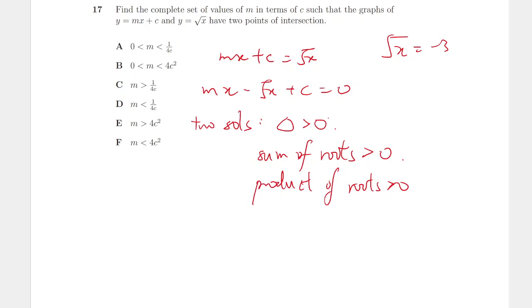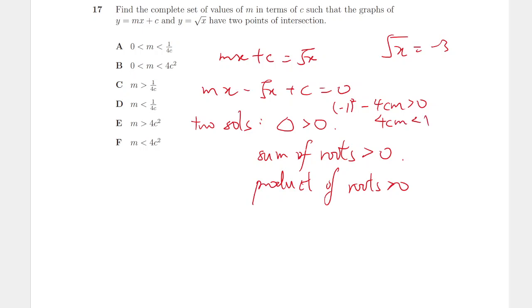So delta greater than 0, so b squared minus 4ac, so negative 1 squared minus 4mc, or 4cm, that's greater than 0. So 4cm is smaller than 1.